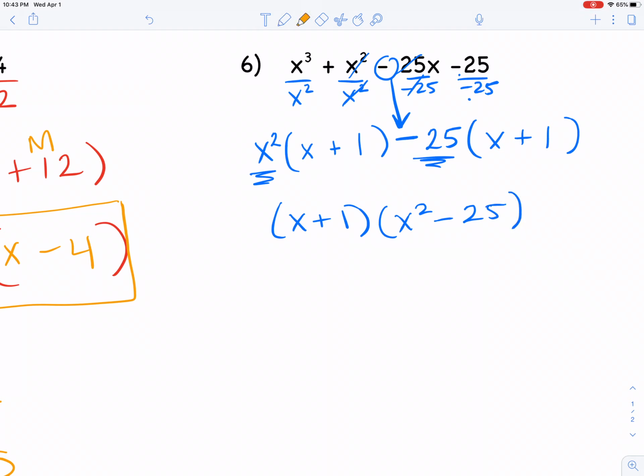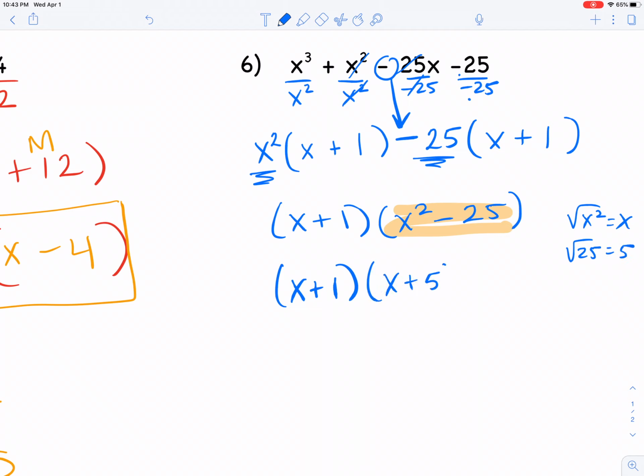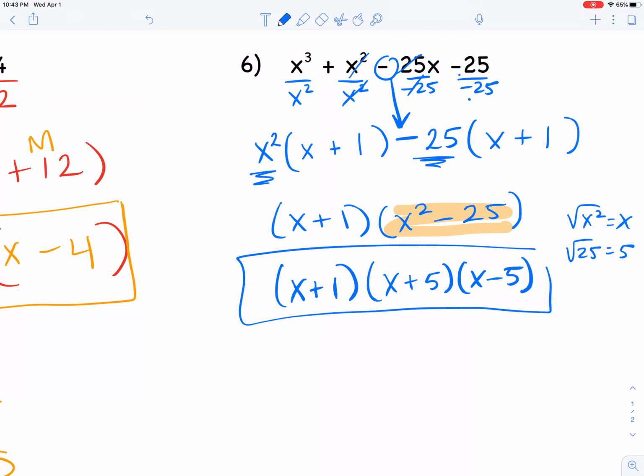And then are we finished, or do you recognize something by now? We have a difference of 2 perfect squares. So the x plus 1 comes down. Square root of x squared is x. Square root of 25 is 5. So my factors are x plus 5 and x minus 5. And this is my final answer.